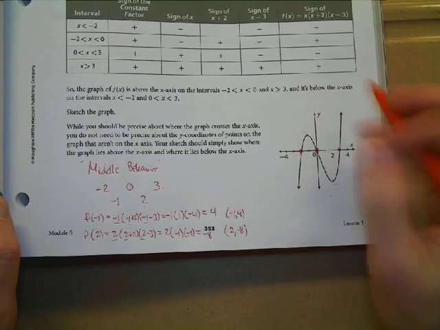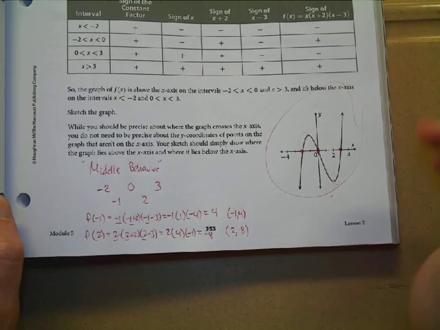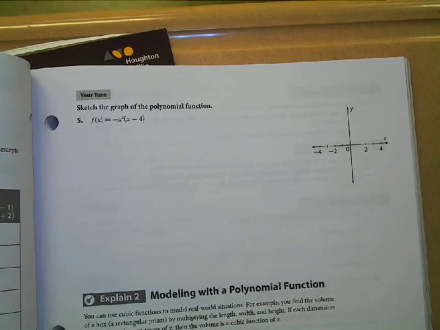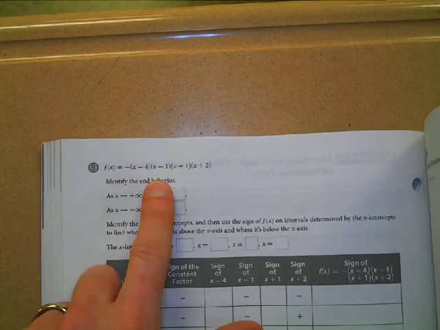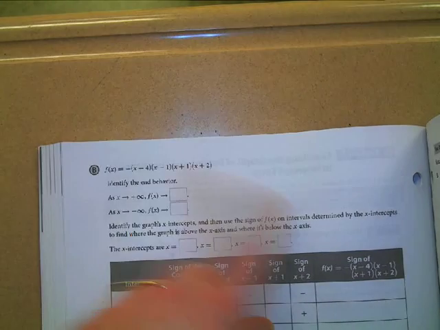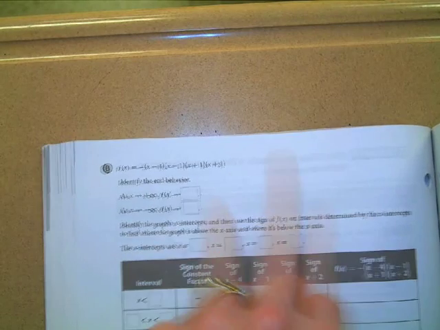Let's take a look at letter B. But I'm not going to do any work up here. It's too busy. I don't like all these blanks. We're just going to do it down here. So if you'll permit me, I'm going to rewrite it. F of x equals negative x minus 4 times x minus 1 times x plus 1 times x plus 2.